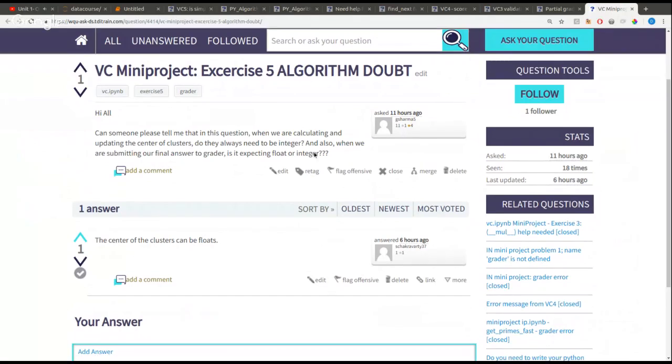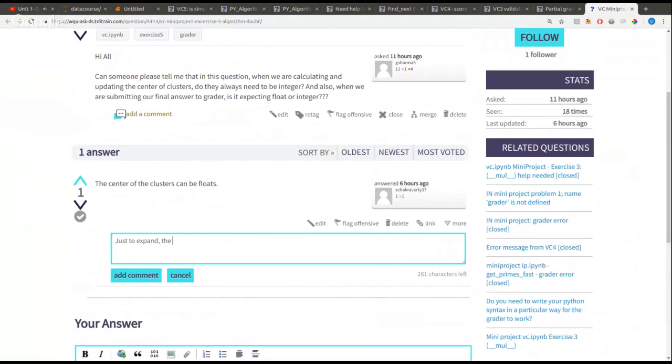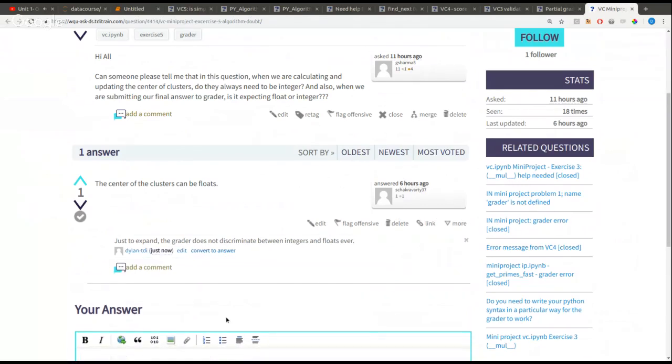That's correct. These can be floats. Just to expand, the grader does not discriminate between integers and floats ever. Unless, no, I don't think it does ever. I'm pretty sure it doesn't ever do that. There's one case where I thought it might, but I actually think it does not.